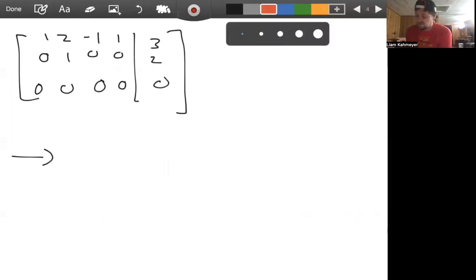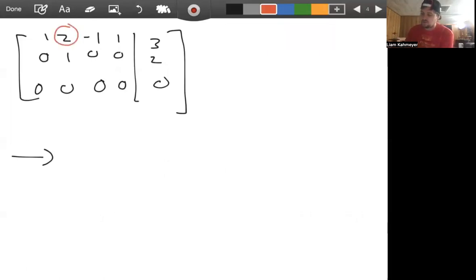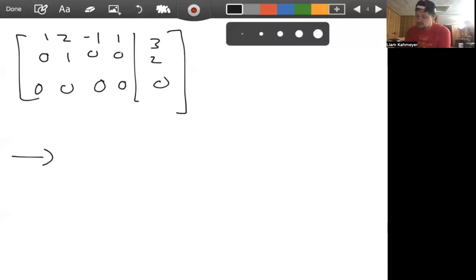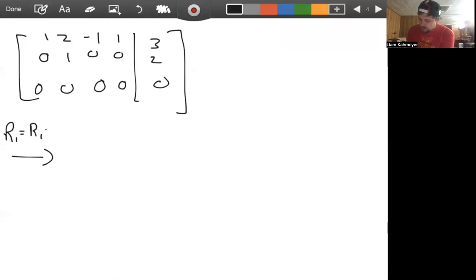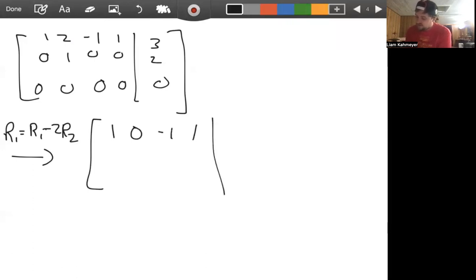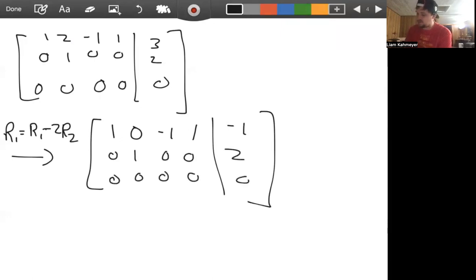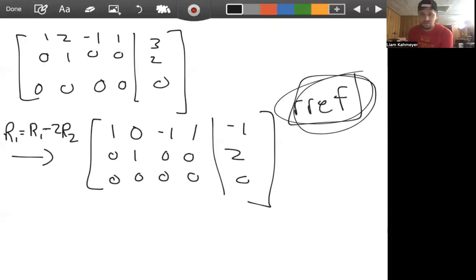Well, now we need zeros above the pivot entries, which means we need to get this 2 to somehow be a 0. So what we can do is say row 1 is equal to row 1 minus 2 row 2, and that would do the trick. Then we would have 1 minus 0 is 1, 2 minus 2 is 0, and then -1, 1, and then 3 minus 4, so -1, and then 0, 1, 0, 0, 2, 0, 0, 0, 0, 0. And this is now in reduced row echelon form, right?